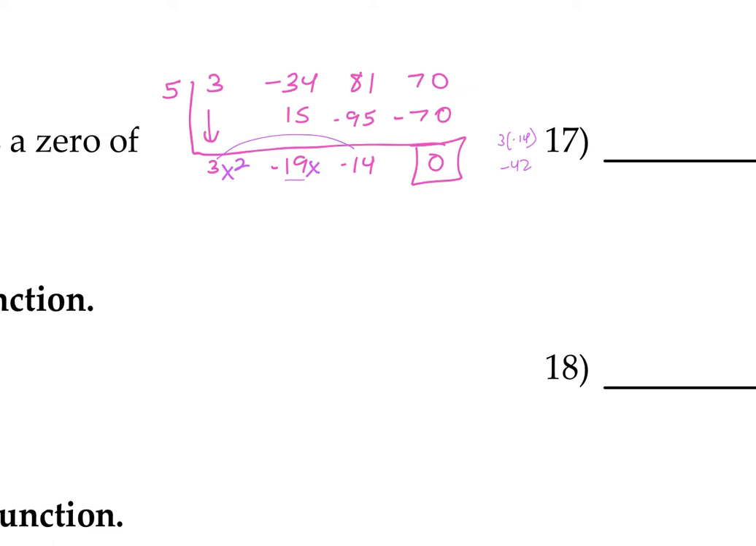So 42 is negative 21 and 2. That gives me that negative 19. Replace the middle term with them. And then factor by grouping. Take out a 3x. Take out a positive 2. X minus 7 and 3x plus 2.